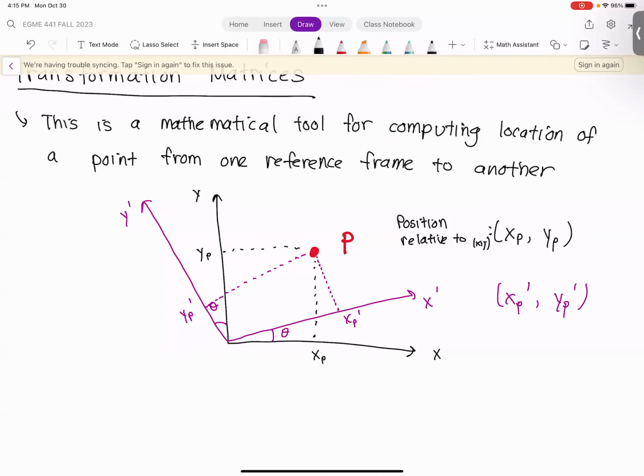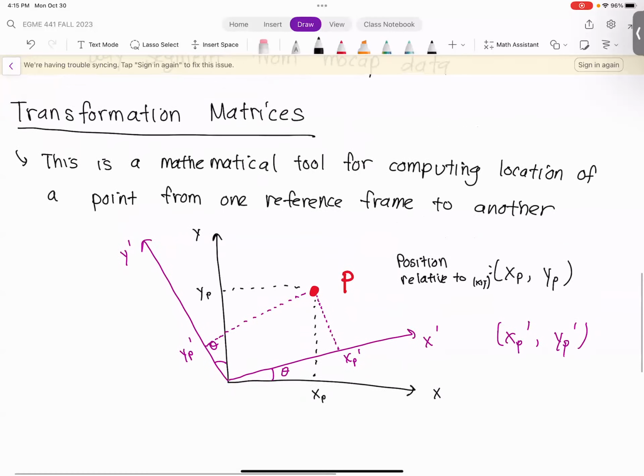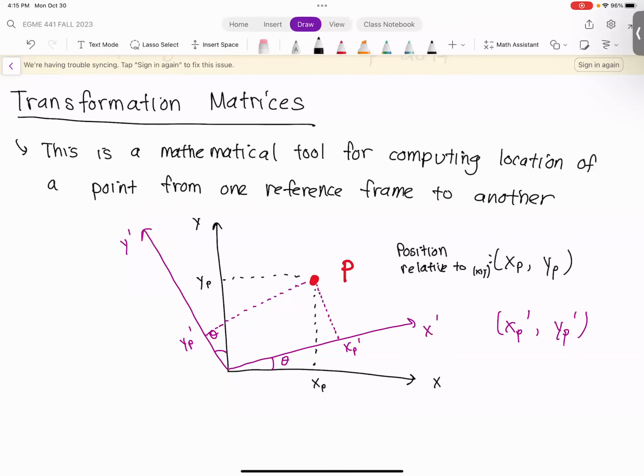This is the idea of the transformation matrix. The word transformation is a bit of a misnomer, because when people think of transformation, they think of actually changing something. But we're not really transforming anything. We're only transforming the coordinate axes. The physical objects that we're describing are still in the same place. It's just the relative position that is a little bit different.